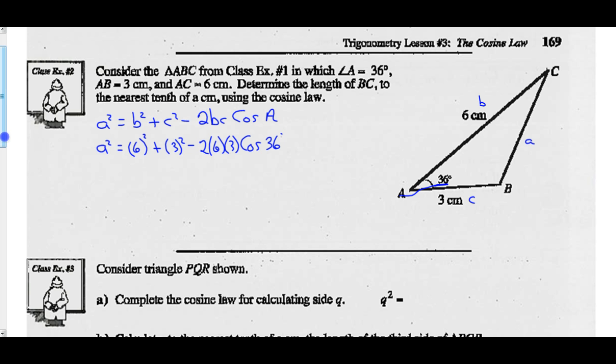So if I look at that equation, there's only one unknown. All the rest of the equation has been filled in. So I could do that calculator work, find out what a squared is, and then take the square root of both sides, and I know what a is. So let's do that calculator work.